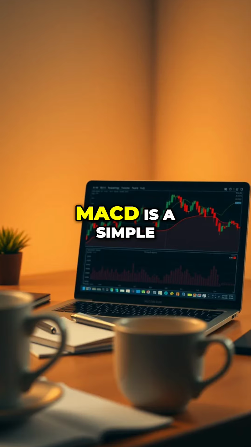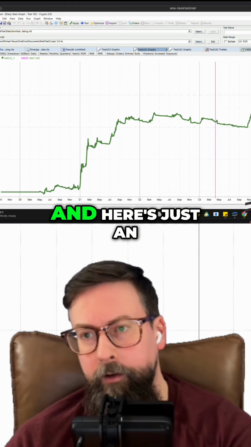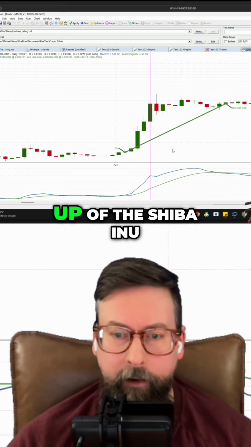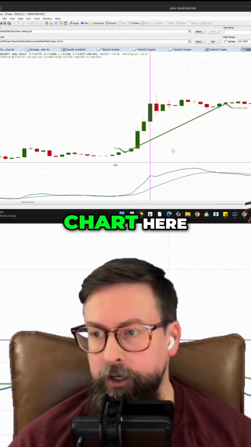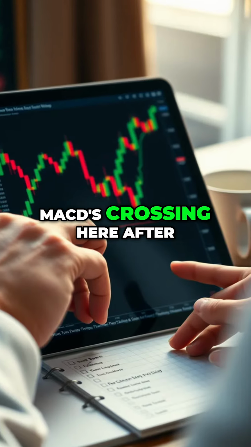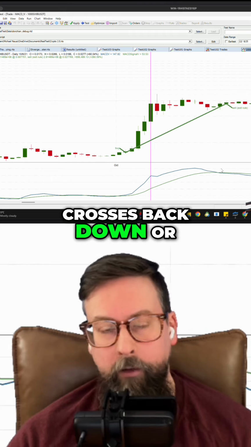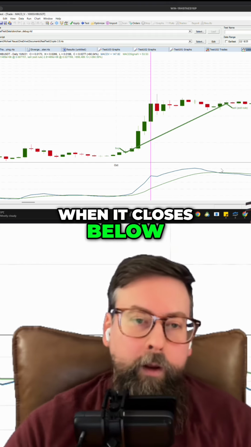For those who don't know, MACD is a simple indicator that's looking for trend continuation. Here's just an example that I brought up of the Shiba Inu chart. We're buying as the MACD is crossing here after a whole bunch of conditions are met, and then we are selling when the MACD crosses back down or when it closes below a short-term moving average.